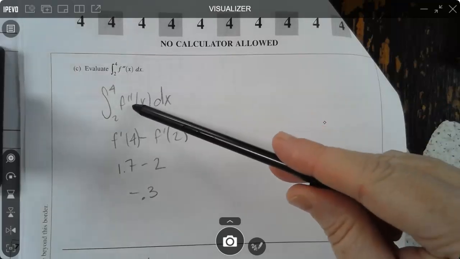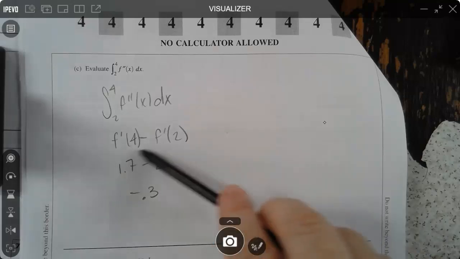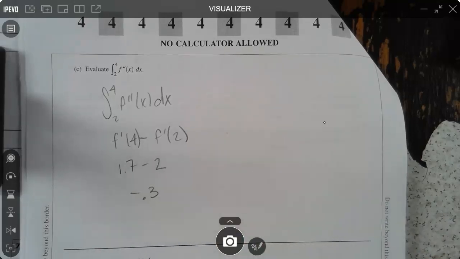Well, if you do the integral of the second derivative, that gives you the first derivative. It's going backwards. Yes, the derivative at 4 and the derivative at 2. Oh, give yourself a point. 1 point for the fundamental theorem for subtracting, and 1 point for that's probably fine. Give yourself 2 points. All right.